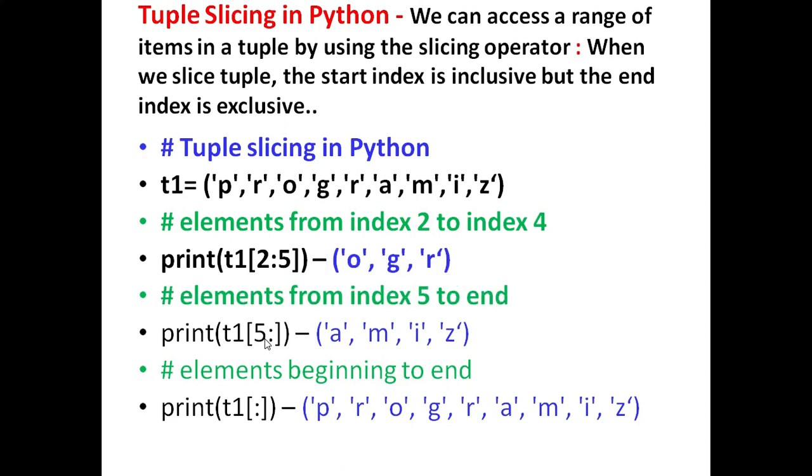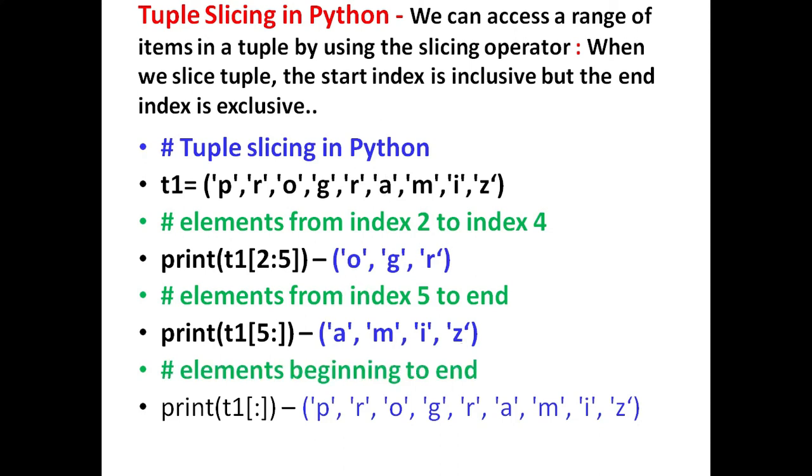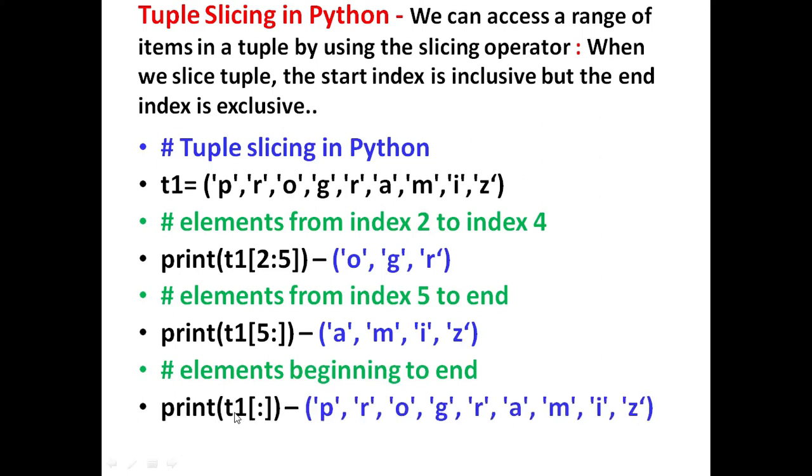To print elements from index 5 to the end, we will use t1 with 5 and the slicing operator. It will print the elements from the 5th index till the last. So the 5th index will be 0, 1, 2, 3, 4, 5, that is A. So it will print elements A, M, I and Z. And to print elements from beginning to end, we will use just the tuple, that is t1, and only the slicing operator. So it will print all elements from the tuple.